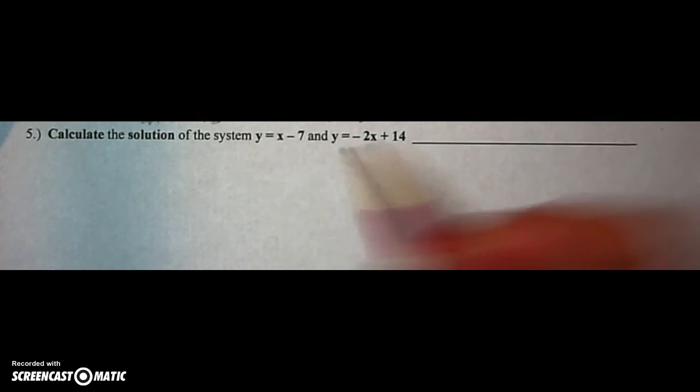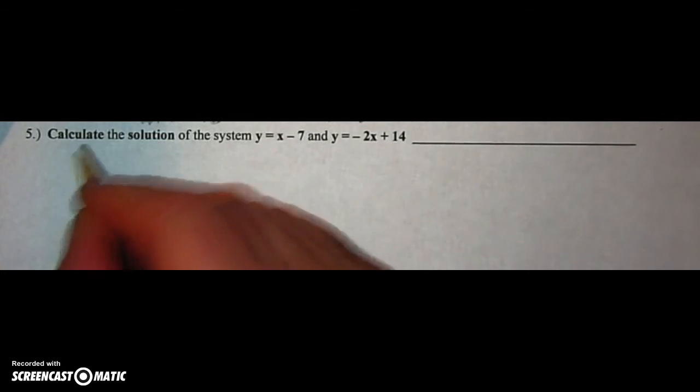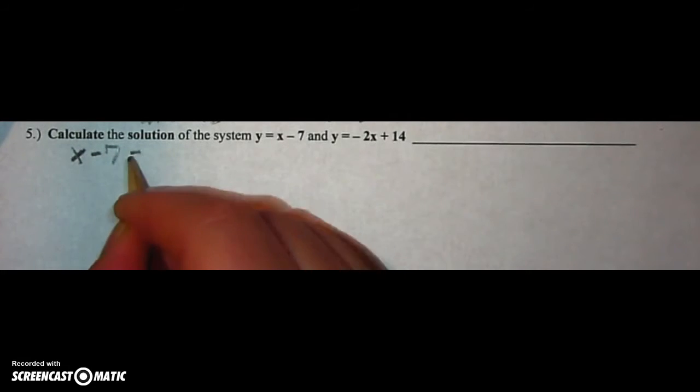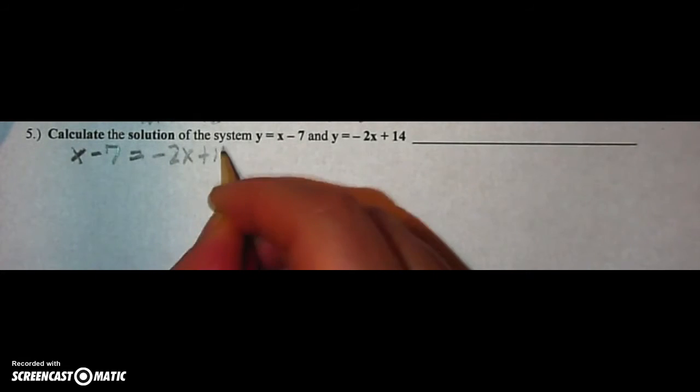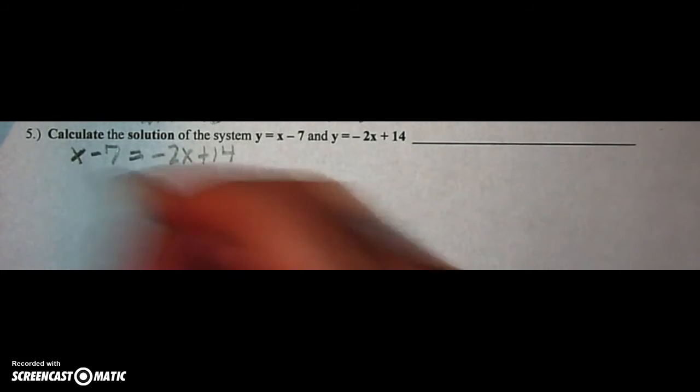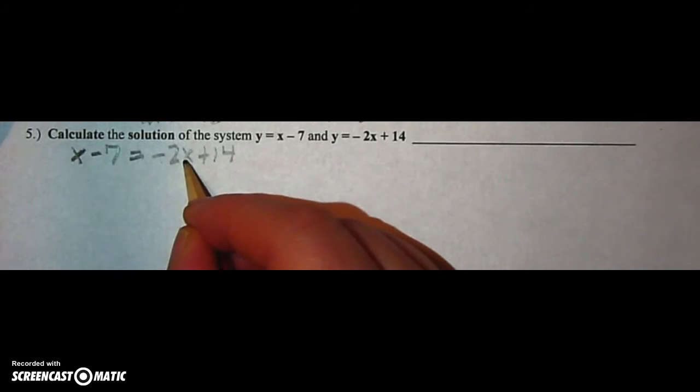Question 5 is a similar problem. We have both equations in slope-intercept form, so we can set them equal to each other. So we get x minus 7 equals negative 2x plus 14. We take the two expressions and set them equal to each other because the y's are equal. So let's get the x's on one side. Since it's minus 2x, I'm going to add 2x to both sides.